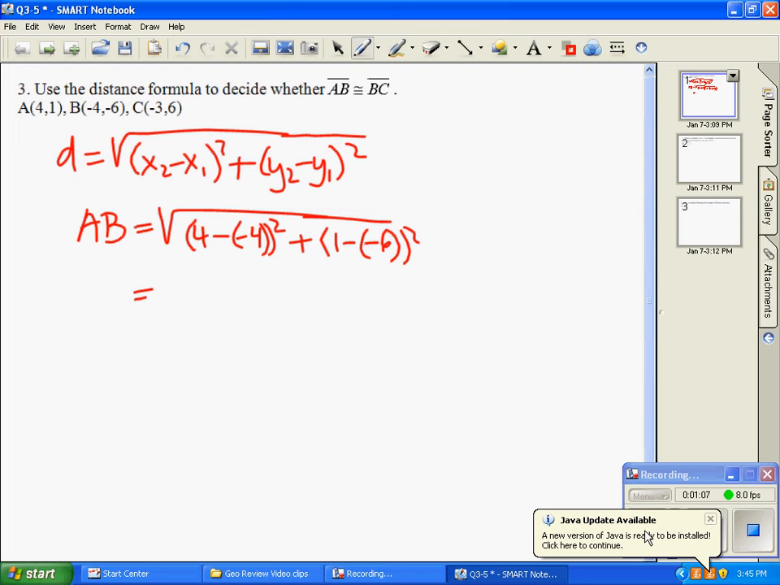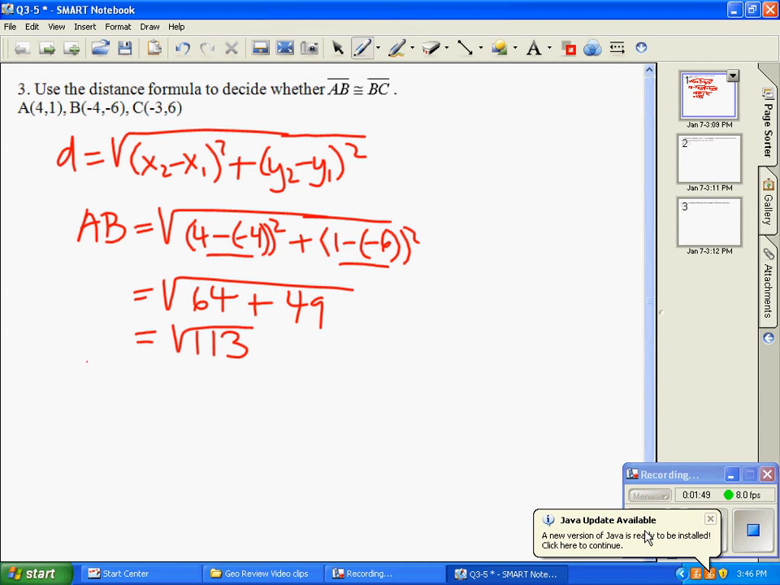So simplify this, you get the square root of 64 plus 49, because here we have 8 squared, and in the second term we have 7 squared. Remember, minus negative is positive, so add them all up. So we get the square root of 113. Now, it is not really necessary to plug this in the calculator unless you really want to, because we're just going to compare the distances. So if the other square root comes out to the same thing, then we're good. If not, then they're not equal.